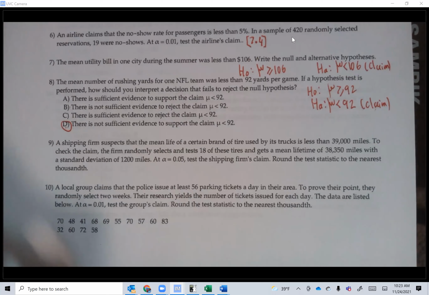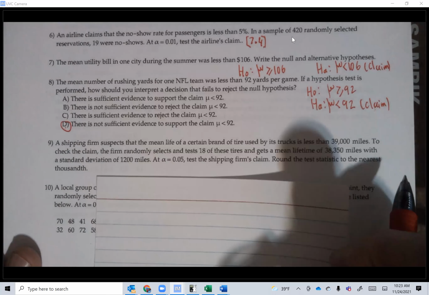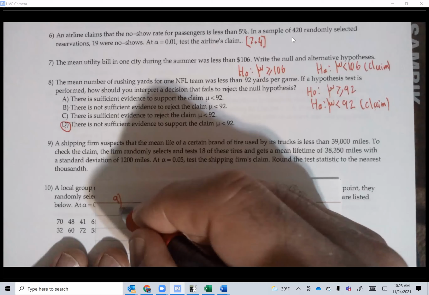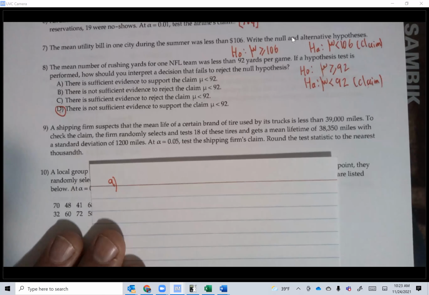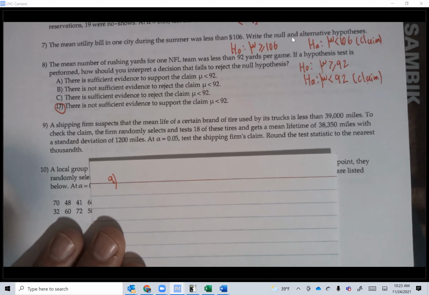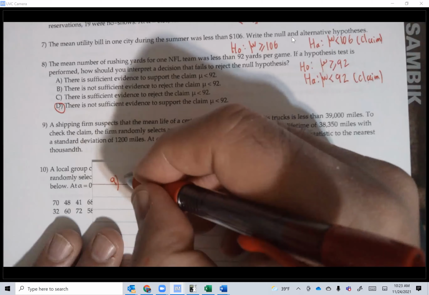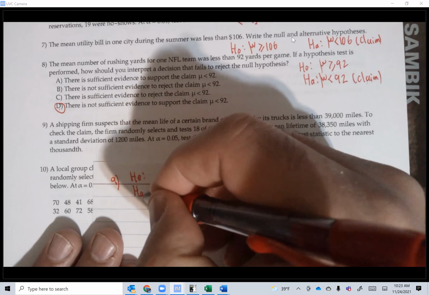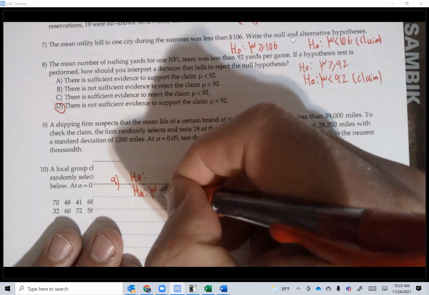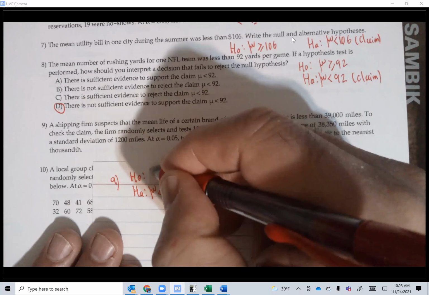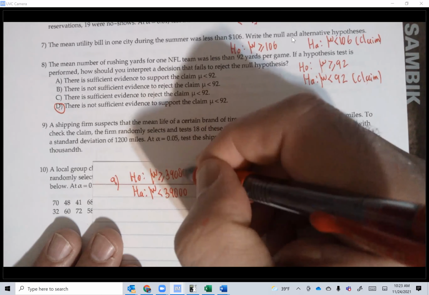Number 9. A shipping firm suspects that the mean life of a certain brand of tire used by its trucks is less than 39,000 miles. Okay, so let's do that. They suspect that the mean lifetime is less than 39,000. So let's write down the null and the alternative. And mean is greater than or equal to 39,000, and that's the claim, guys.